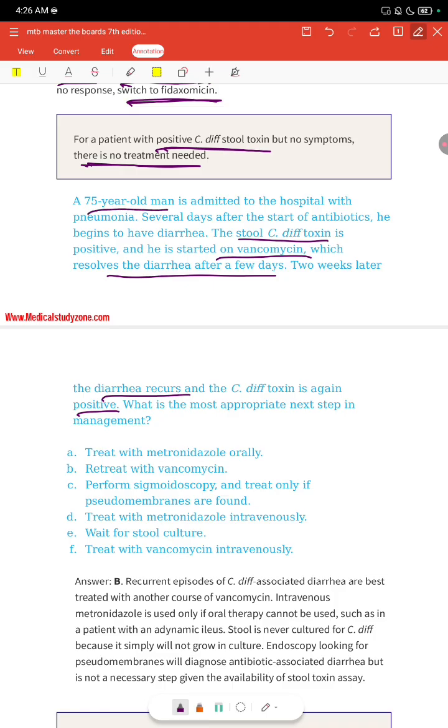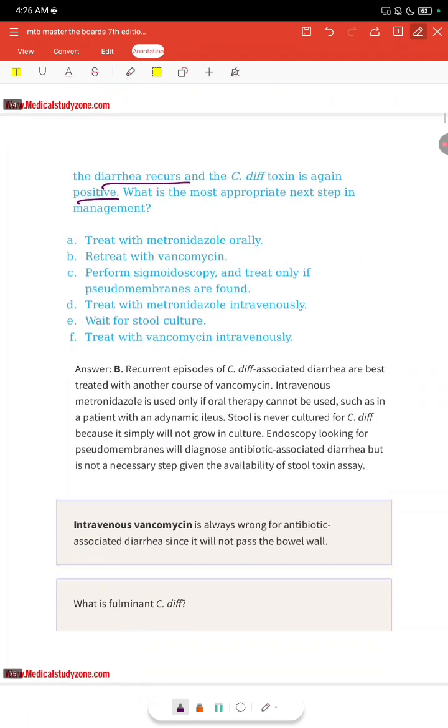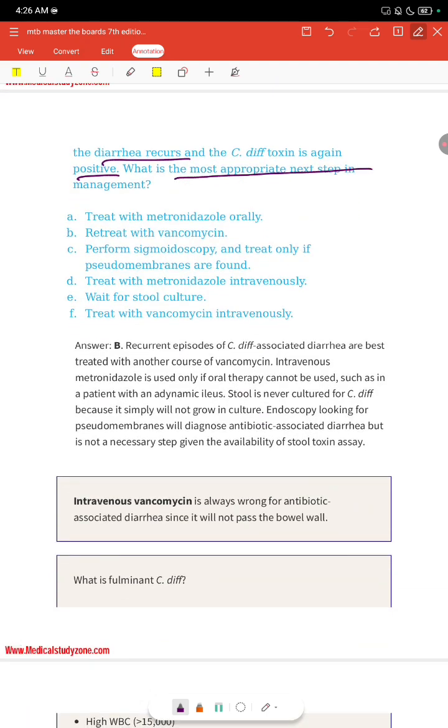So it was a 75-year-old man admitted to the hospital with pneumonia, and as he started the antibiotics, he began to have diarrhea. So what is the most appropriate next step in management? The answer is B. You know why? Because recurrent episodes of C. difficile associated diarrhea are best treated with another course of vancomycin.